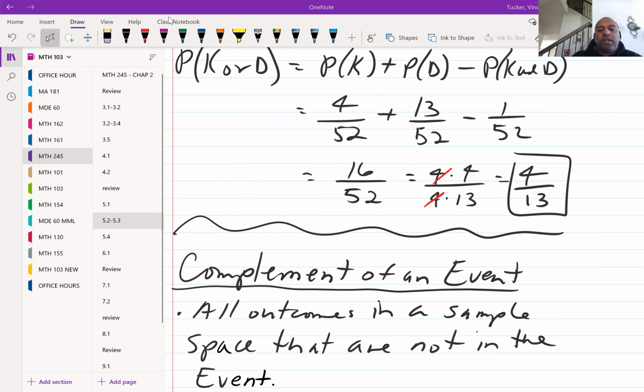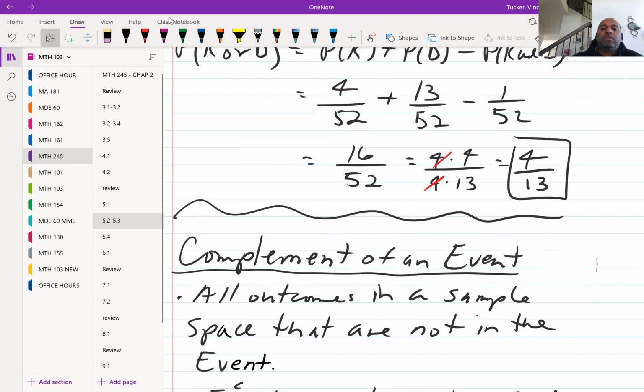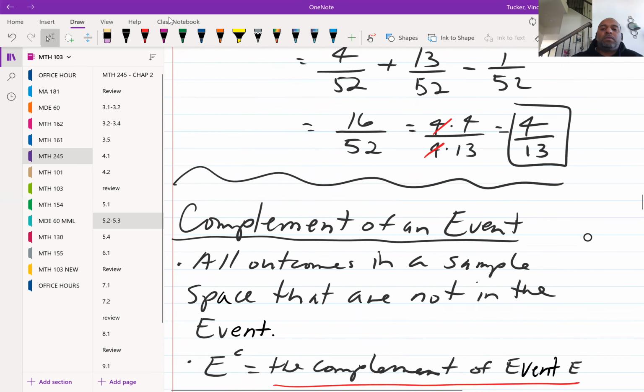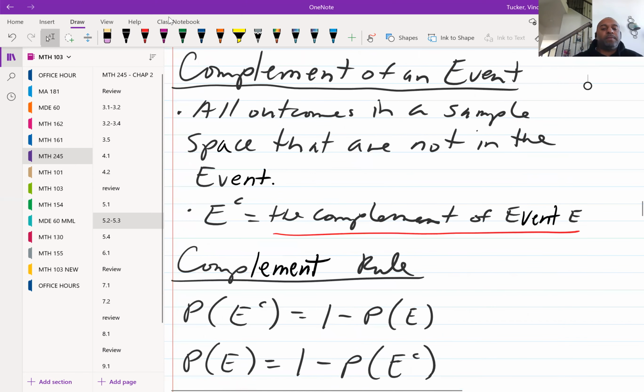All right, next we're getting into the complement of an event. So all the outcomes in the sample space that are not in the event that you're describing. All right, are we done with that last problem? Very good. Okay. So the complement of event E will be notated by E with the superscript C.